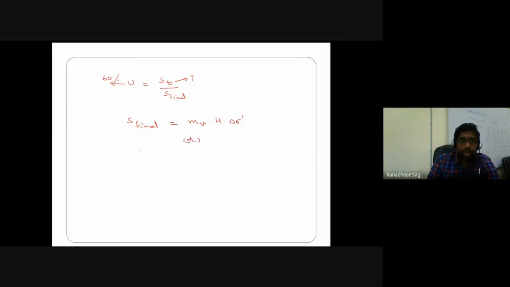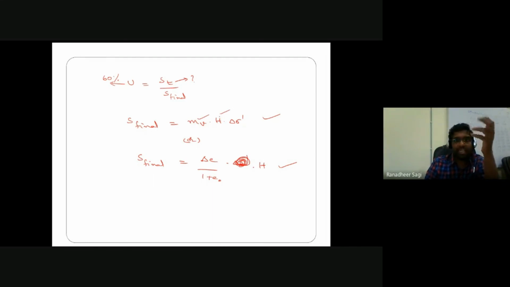Or I can also make use of another expression like this, which is delta e by 1 plus e naught into H. This is another expression which I can think of, depending on the data available to me. Which approach you use doesn't matter. The previous expression is going to be more sensible to me because I have already calculated mv. Height of that clay layer is 9 feet. Increment in stress is 2 ton per feet square. So all the data is known, from which you can get your final settlement.